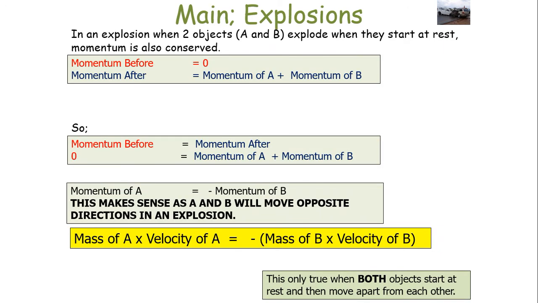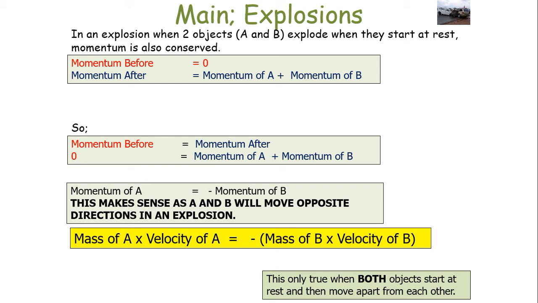So in an explosion, when two objects A and B explode when they start at rest, momentum has to be conserved. So the momentum before is equal to 0 because nothing is moving. Momentum afterwards is the momentum of A plus the momentum of B. So if momentum before equals momentum after, 0 equals the momentum of A plus the momentum of B. Therefore momentum of A equals minus momentum of B, which makes sense as A and B will be moving in opposite directions. One will be going one way and the other will be going the other way.